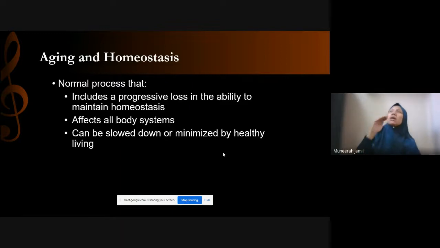Bila kita dah semakin tua, kita dah tak mampu lagi, badan dah tak mampu actually untuk maintain proses homeostasis. Tetapi sekiranya you mengamalkan gaya hidup yang sihat, healthy lifestyles, I do not say that you will be able to maintain the homeostasis for the whole of your life. No, but it will slow down the loss of the ability to maintain homeostasis tadi, or minimize the loss in the ability to maintain the homeostasis. Okay.